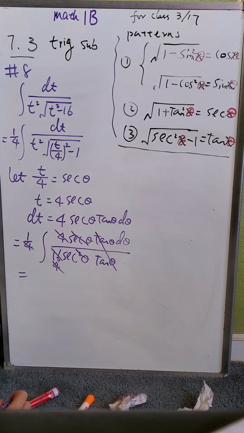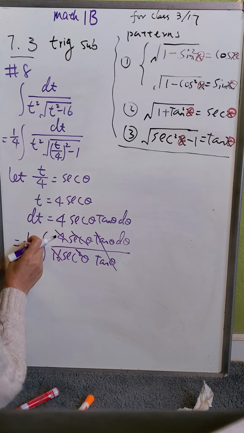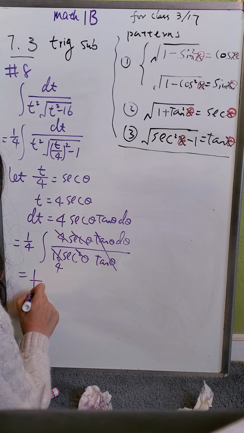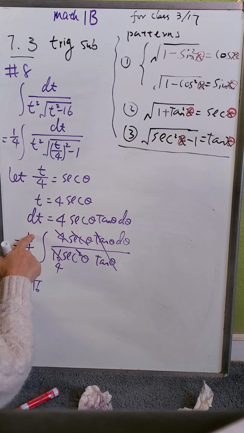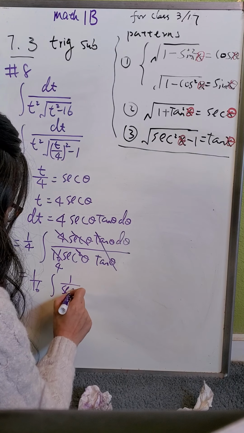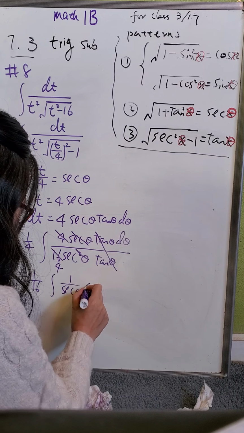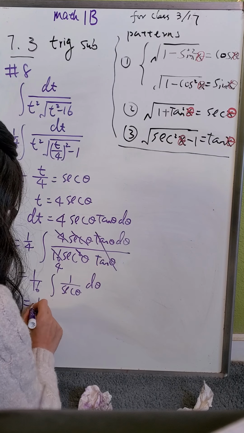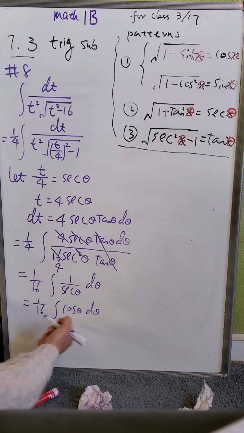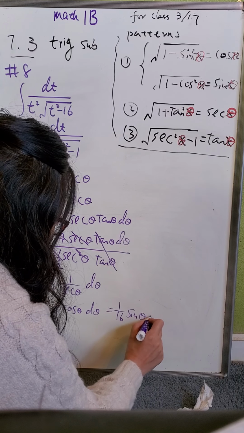Oh no, I'm sorry, this cannot reduce. This is in the denominator. Sorry about that. So that actually comes out as 1 over 16, because this is not on the top. So 1 over 16 and then 1 over secant theta, d theta. That's equal to 1 over 16, 1 over secant is cosine theta, d theta. Now I just need to integrate that, so that becomes 1 over 16 sine theta plus c.